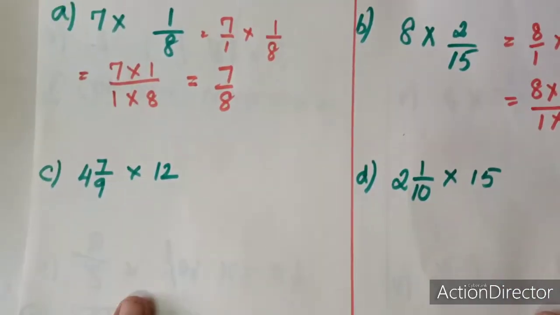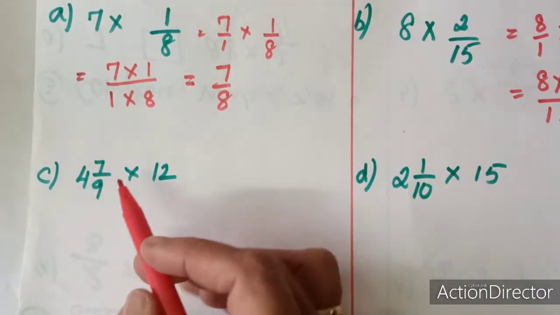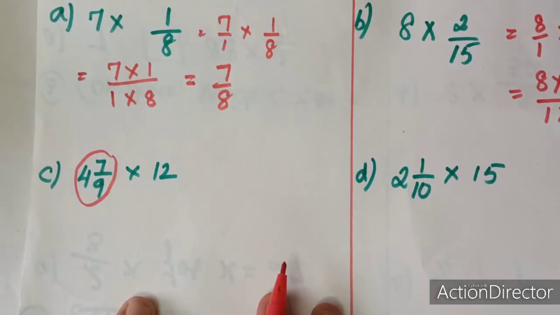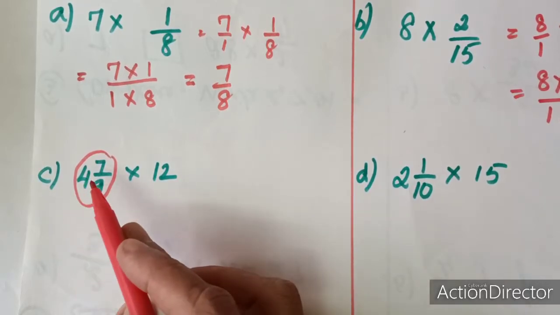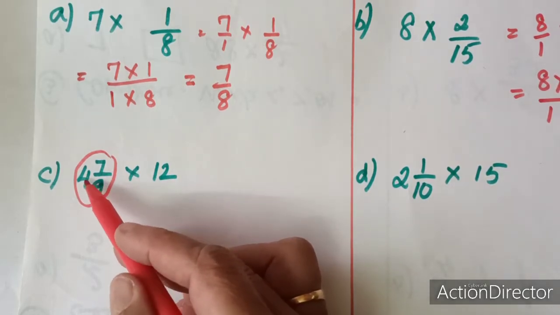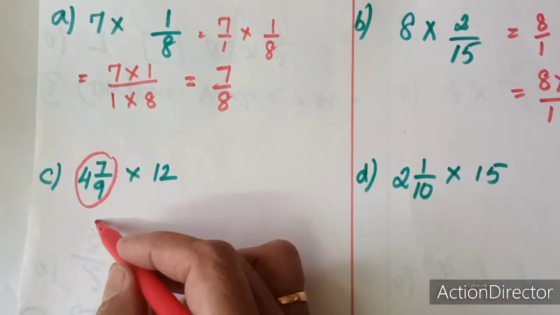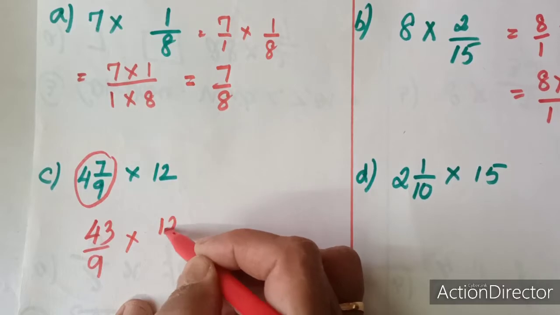Now moving on to the next sum. This is a mixed fraction. So wherever you see a mixed fraction, first you have to convert it to an improper fraction. In the previous video, I told you how to convert a mixed fraction into an improper fraction. So first you multiply these two: 4 into 9 is 36. 36 plus 7 is 43. So 43 upon 9 into 12 upon 1.